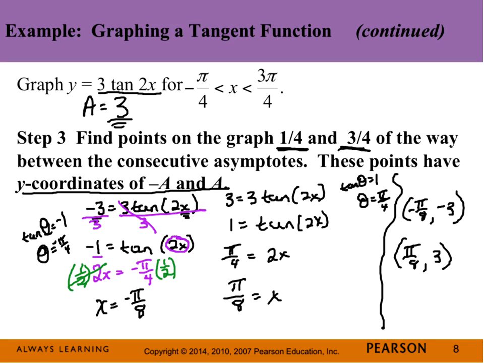So now we have our asymptotes, we have our x-intercepts, and we have a couple of points, one 1/4 of the way through and then the other 3/4 of the way through that can help us get the shape of that curve. So we're ready to put this onto the graph.